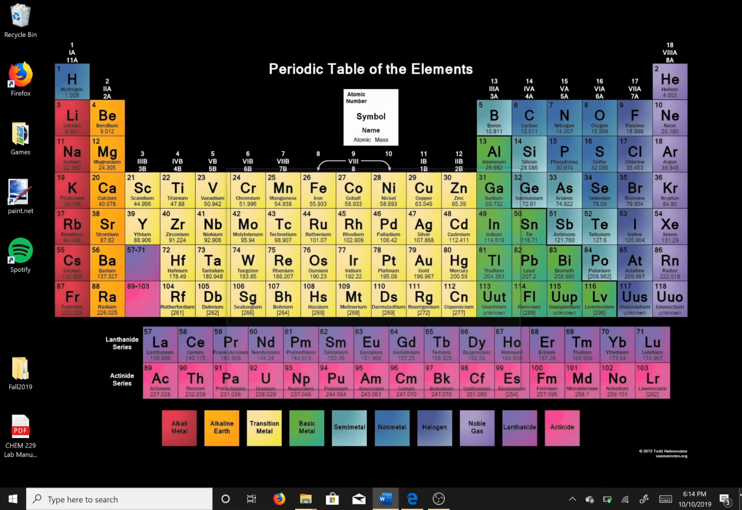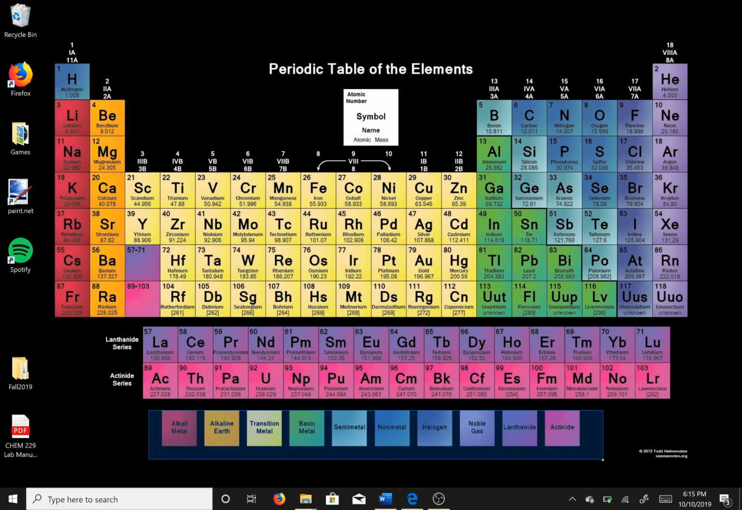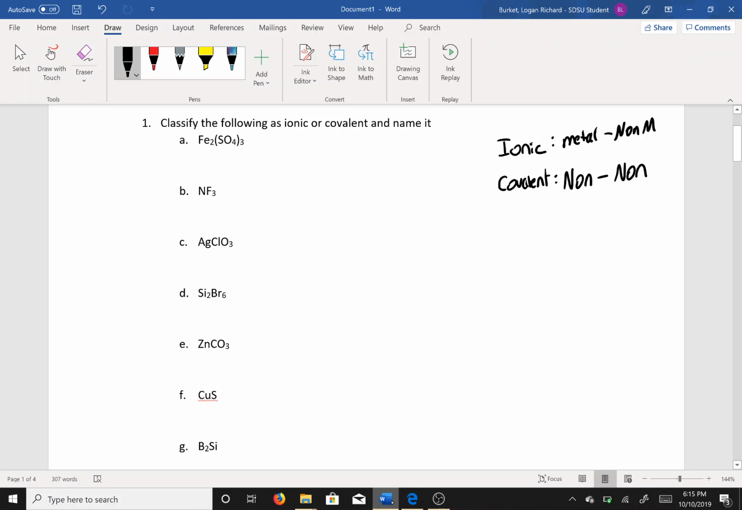So when we look at the periodic table, over here on the right side, right below boron, you can see that there's this darkened line that zigzags down. That is the line that separates the nonmetals on the right from the metals. Or you can just look at these labels down here that tell you exactly what everything is: alkali metals, alkaline earth metals, transition metals, basic metals, semi-metals and non-metals, halogens, noble gases, lanthanides, actinides. We hardly ever deal with lanthanides and actinides. Okay, so let's hop right into the first one.